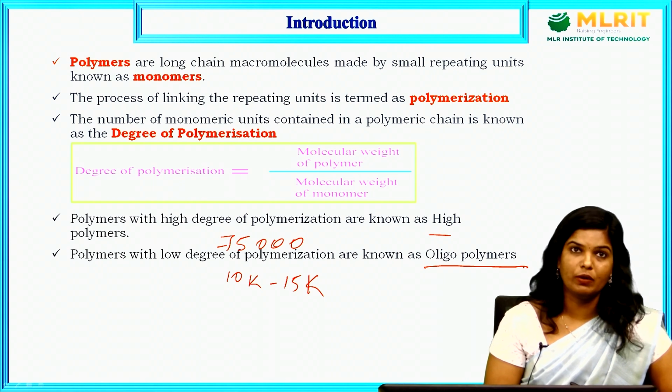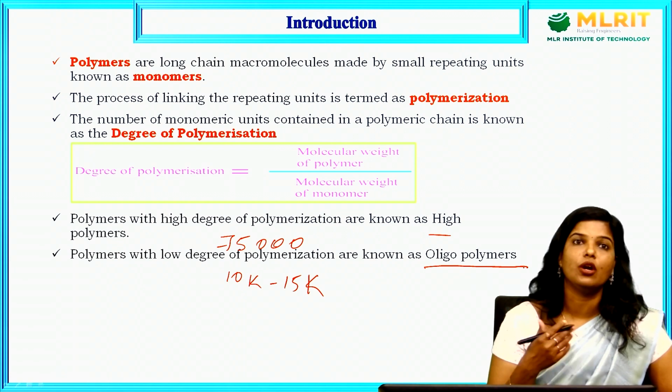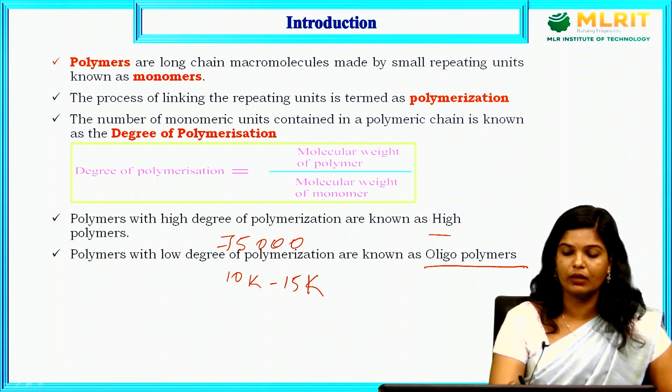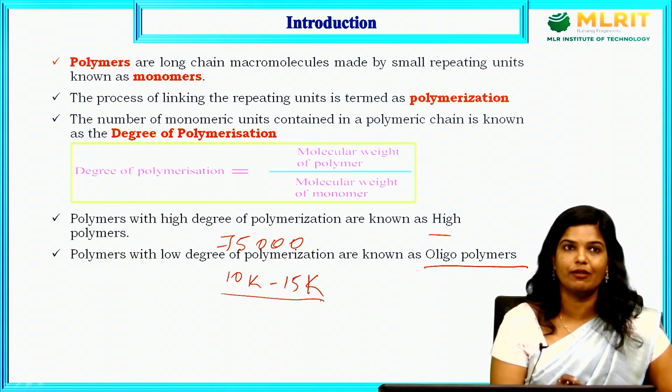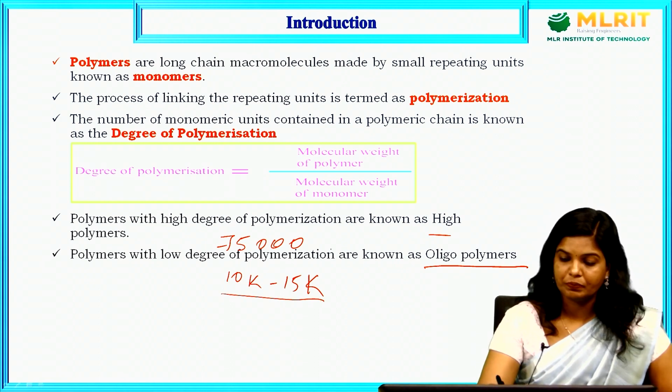So, high polymers means the degree of polymerization is very high, that is, the molecular weight of the polymer is above 50,000. And oligopolymers, or low polymers, are those where the degree of polymerization is low, in the range of thousands, like 5,000 to 15,000 or 20,000.